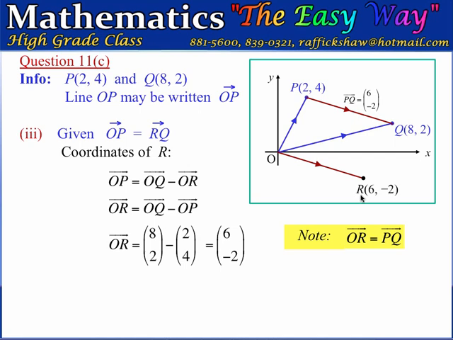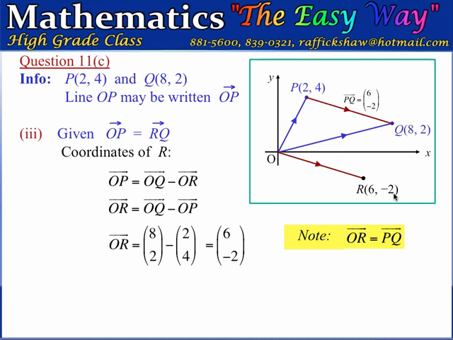And we can show that. That point, therefore, is the point (6, -2), because this vector OR is a position vector of R. It has values (6, -2). Therefore, the coordinates of R will also have the same values, (6, -2).